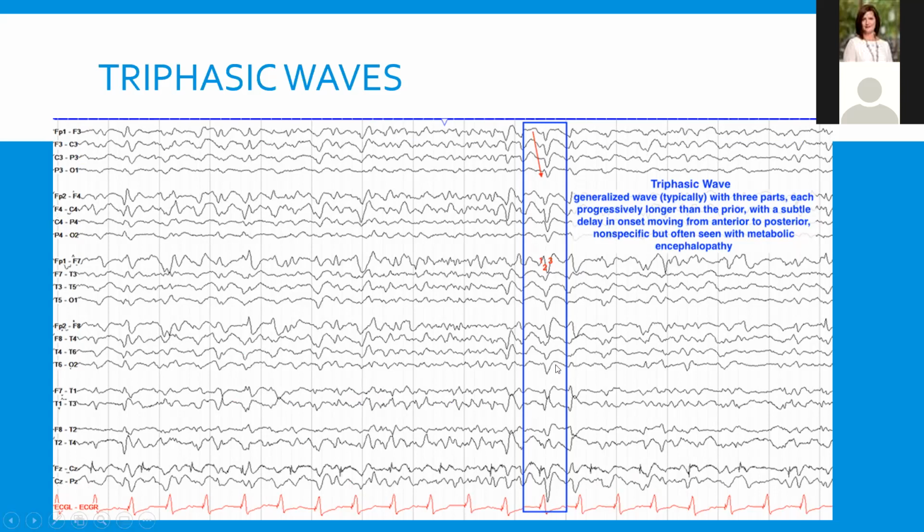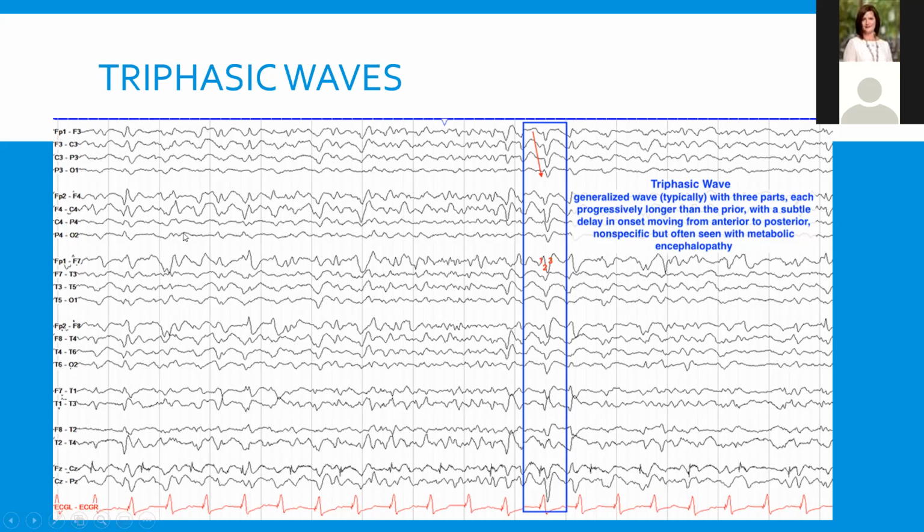And I want to bring this up because it comes up a lot in our reports. A triphasic wave usually occurs because of metabolic derangement. So the person has abnormal kidney function, or abnormal liver function, then you have these triphasic waves. I think triphasic waves are very tricky because it takes a lot of experience to recognize that these are triphasic waves and not seizure discharges.